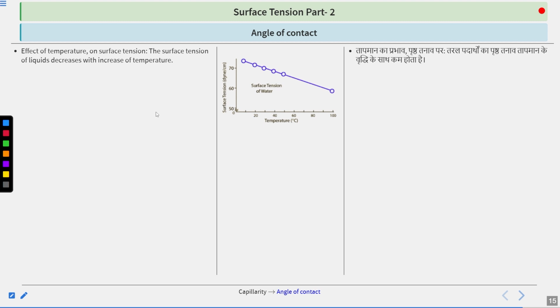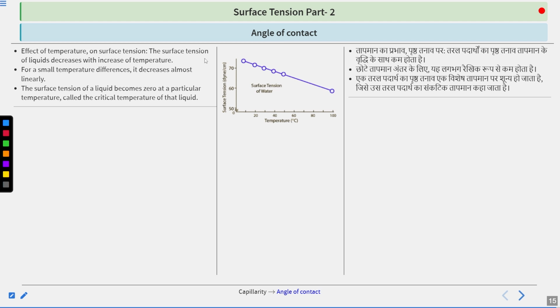Effect of temperature on surface tension. The surface tension of a liquid decreases with the increase of temperature. As we know, in the previous lecture also we had discussed the same thing. When the temperature of a liquid increases, the molecular force decreases. So the molecules gain kinetic energy to separate from each other, and because of this separation, the surface tension decreases. For small temperature differences, it decreases almost linearly. The surface tension of a liquid becomes zero at a particular temperature, called the critical temperature of that liquid.